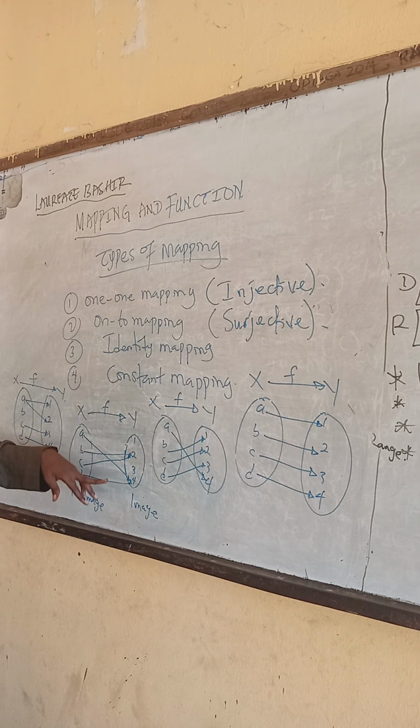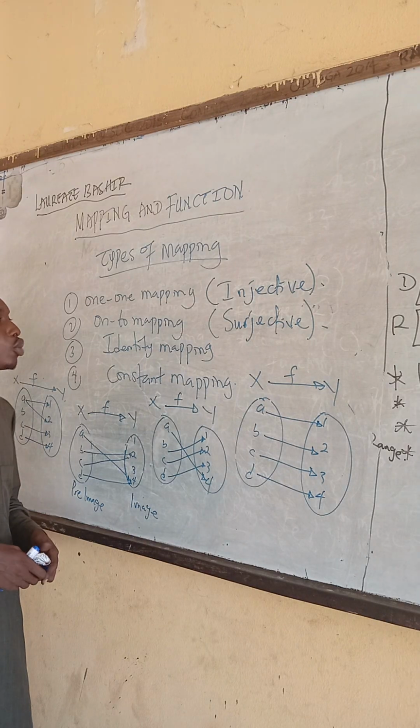So if you want to write the range for this one, your range is 1, 2, and 4. So 3 is not part of the range. Please get the difference clear. You can ask me which one is not a mapping.